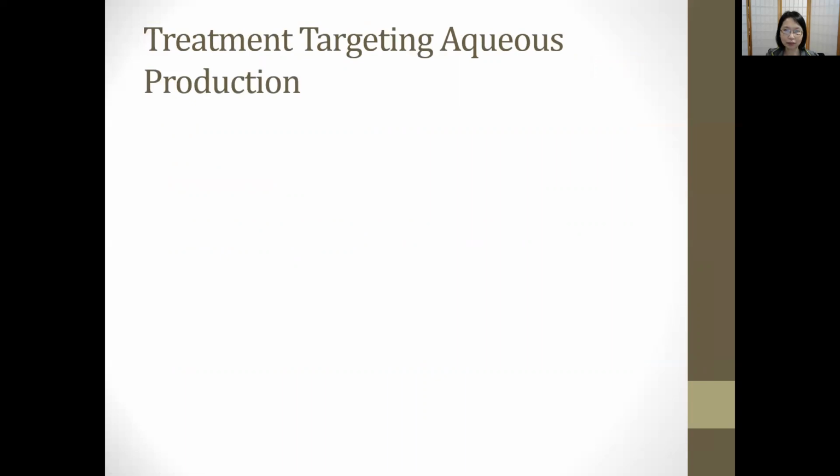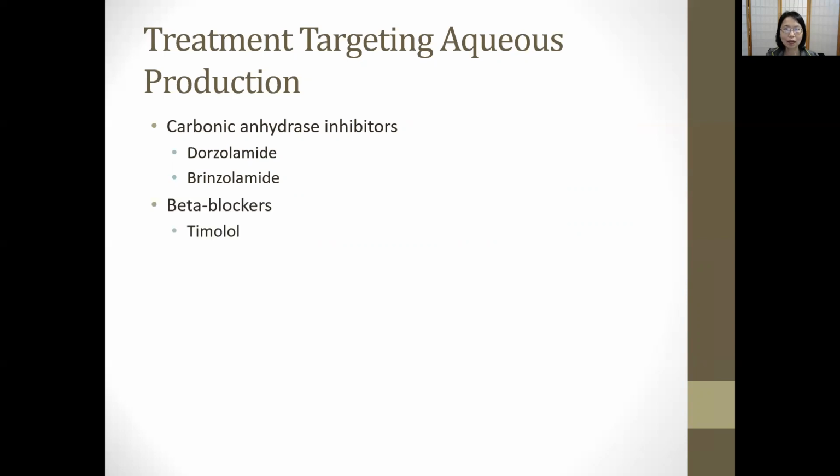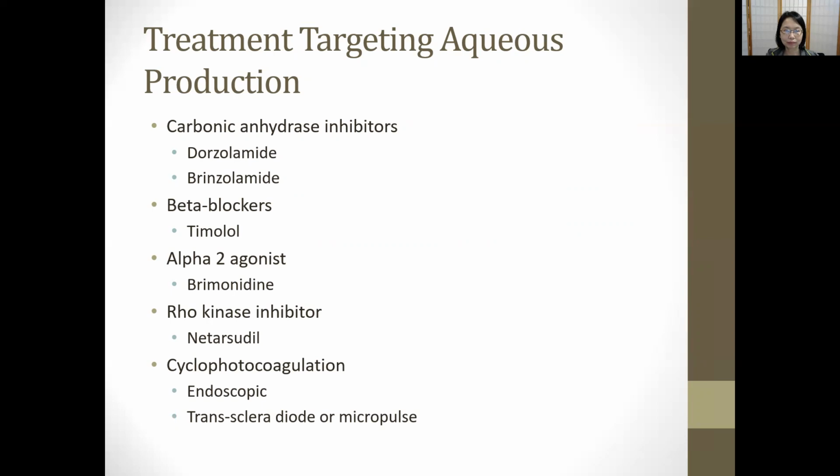There are multiple treatments that target aqueous humor production. This includes carbonic anhydrase inhibitors. Remember earlier I said that active secretion is the most common mechanism, and that involves carbonic anhydrase. So the inhibitors such as dorzolamide and brinzolamide lower aqueous production. Beta blockers also lower aqueous production, alpha agonists, and now the new rho kinase inhibitor.